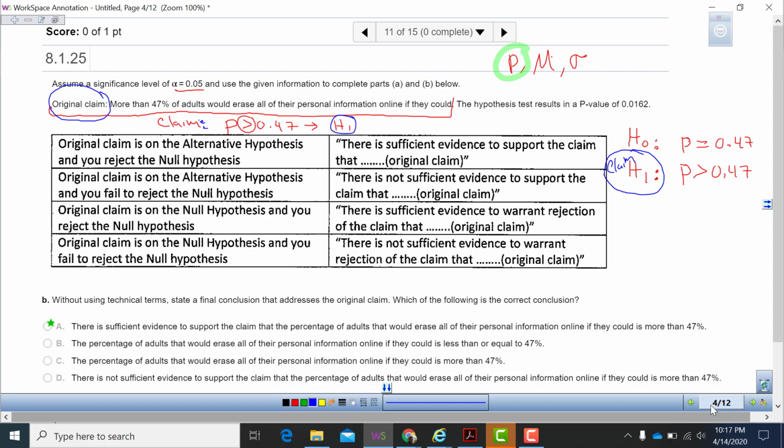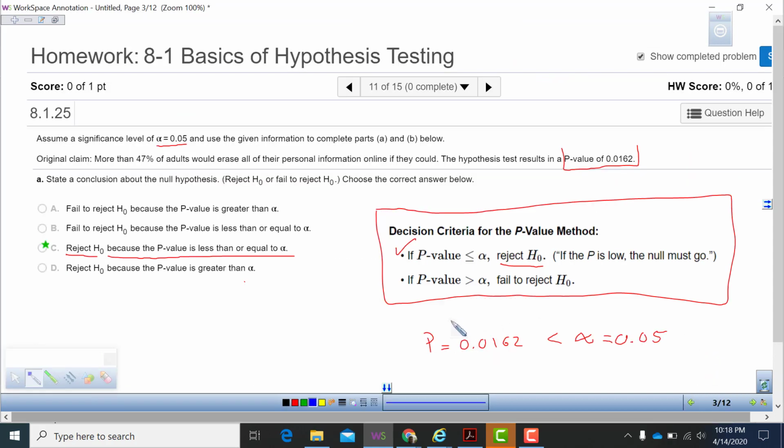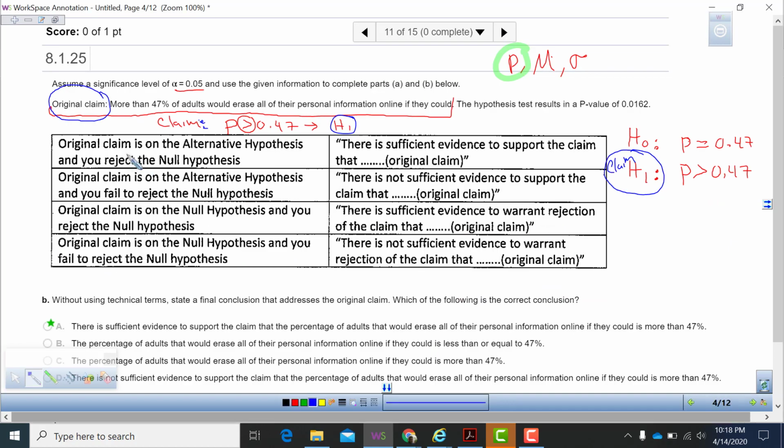On part A, we rejected the null hypothesis. So we have two elements: we rejected the null hypothesis, and the claim is on the alternative hypothesis. So it is this situation right here. We have four different possibilities, and since we have this situation, this is the way you have to work it out.